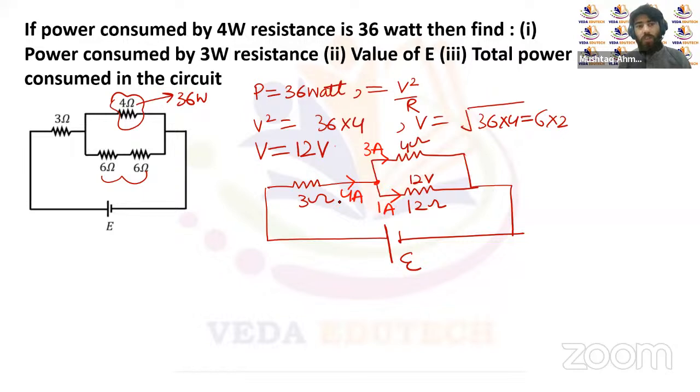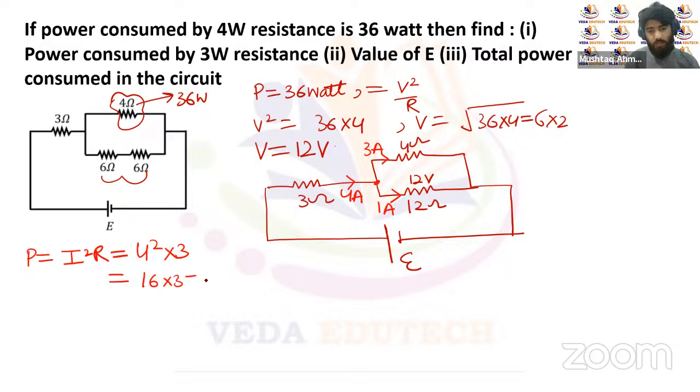So we have to calculate the power consumed by this 3 ohm resistor. We can write it as I square R, right? The current through this 3 ohm resistor comes out to be 4 amperes. It will be 4 square multiplied with the resistance 3, that's 16 multiplied by 3, which is equal to 48 watts. So 48 watts is the power consumed by this 3 ohm resistor, right?